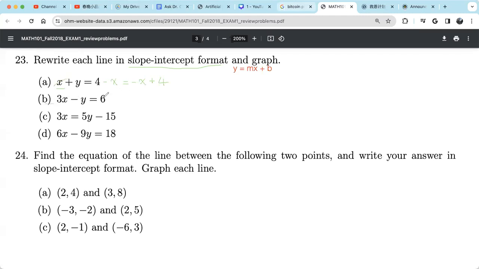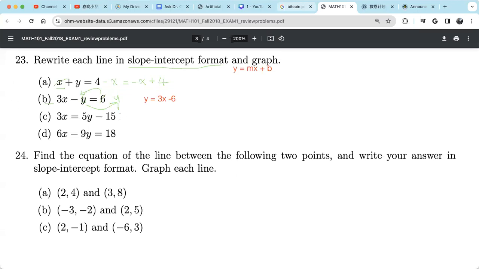For B, maybe we want to move 6 to the other side. Then move y to this side, because y is negative. Y is negative, when we move to the other side, it becomes positive. 6 is positive, when we move to the other side, it becomes negative. So the second one, we get y equals 3x minus 6.